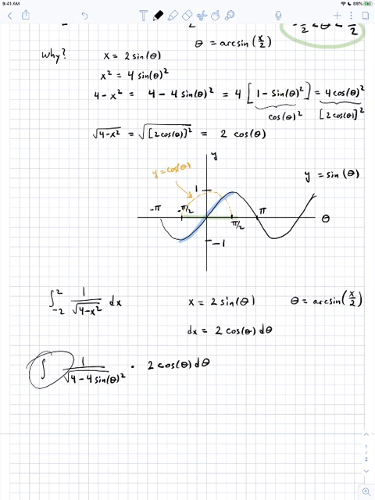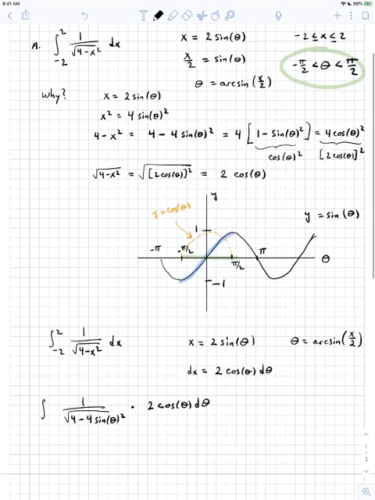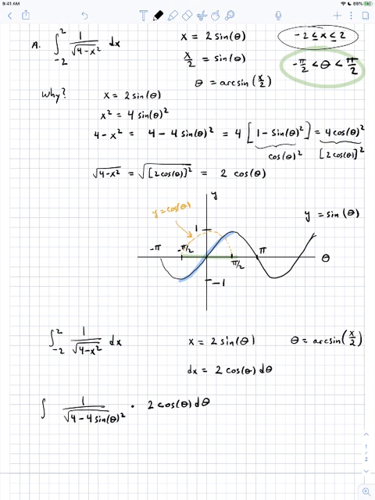Now what about the limits of integration? We've actually already addressed those too, because x is going between minus 2 and 2, and theta is going between minus pi over 2 and positive pi over 2. And actually you can get that from this relationship here. You say that theta is equal to arcsine of x over 2.